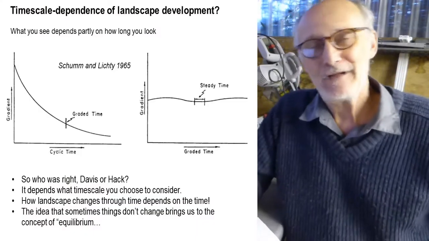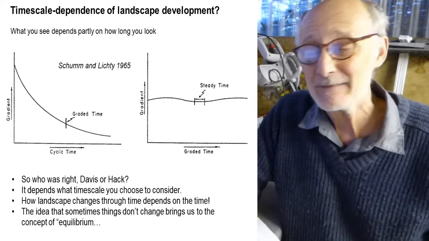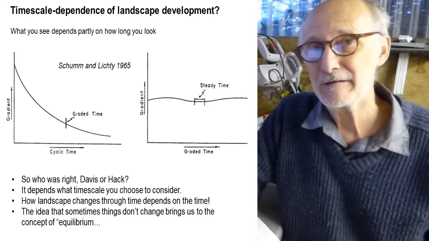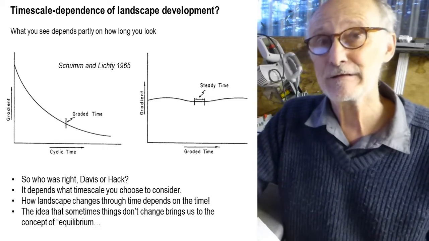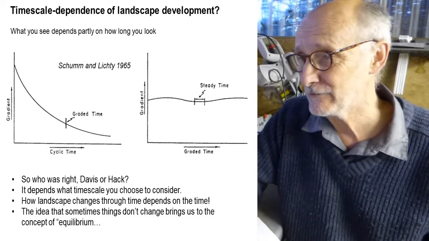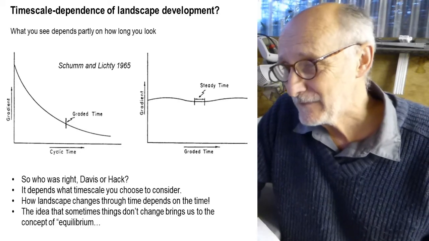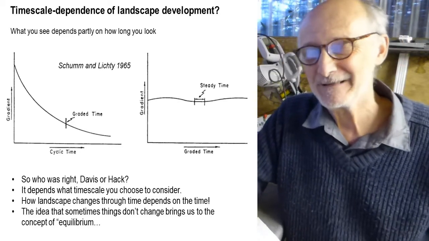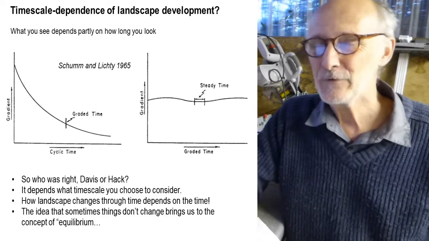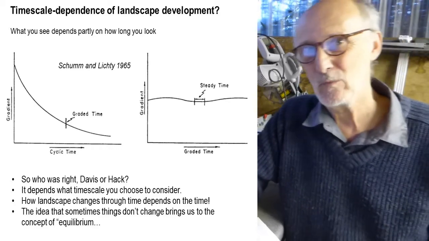So over the course of time, as we're watching a landscape develop, there are lots of different things going on and lots of different ways of thinking about those things, lots of different hypotheses or ideas as to how the landscape is working. So who was right, Davis or Hack? Well, based on what I said before about the landscape being complicated, you can imagine I'm probably not going to say that one is right and one is wrong.